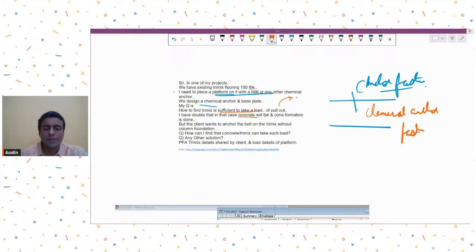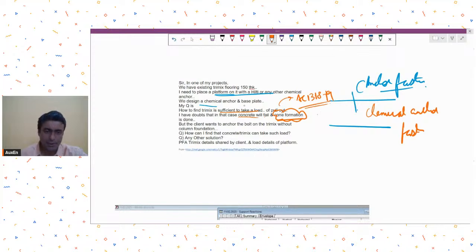So for these anchorings, anchors, chemical or otherwise, you can refer to ACI 318. Although I also don't have a working knowledge about it. But there is a complete chapter given in ACI 318, chapter J or K, I think, where you will find the processes for finding out the failures of these anchors, especially the cone formation failure in pull out, or failure in lateral loads. They tell you the capacities for it.